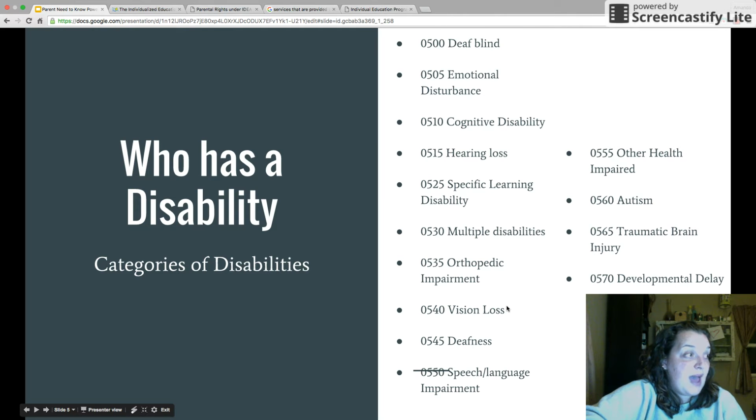And now, who has a disability? These are the various categories of disabilities that any child may have, and I'm going to familiarize you with these as we go along. Deaf-blindness is pretty self-explanatory.